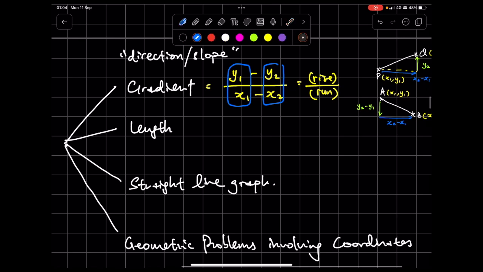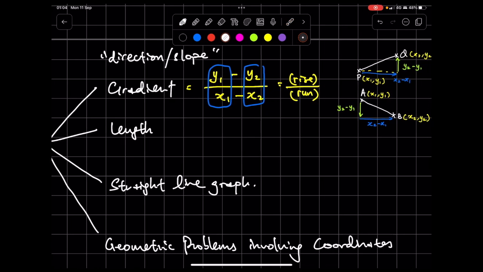Okay, length. Length is the next formula. Let me just write it down first.